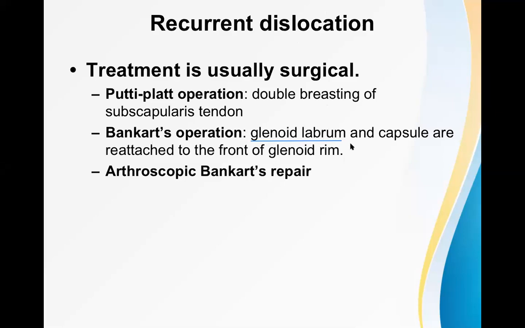This is a fibrocartilaginous rim, which is attached to the glenoid rim. It acts as a support for shoulder joint stability. Now, in case of recurrent or habitual dislocation, probably there is damage of the glenoid labrum and the capsule. So in Bankart's operation, they are reattaching them again. That's the meaning. And Bankart's operation can be done with the help of an arthroscope. This is a special instrument which can be used for surgery of the joint. So we call this arthroscopic Bankart's repair. So these are the different treatment options in recurrent dislocation.